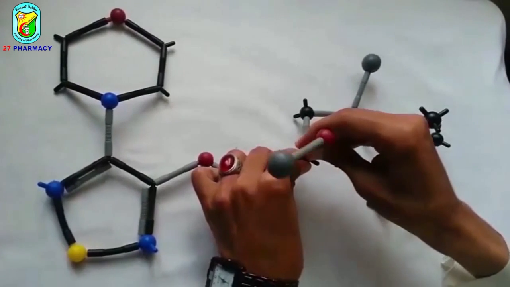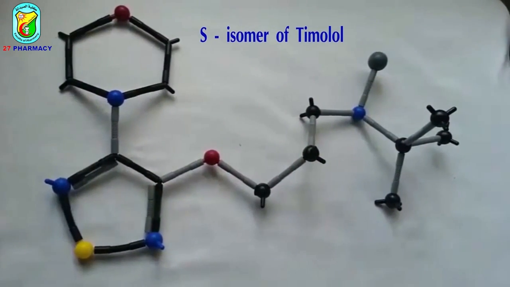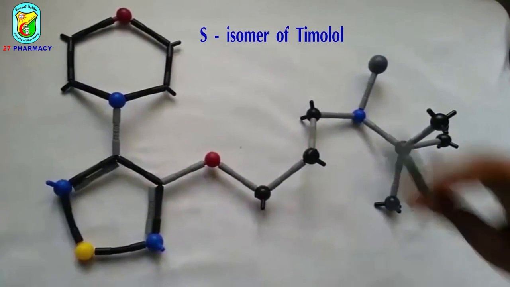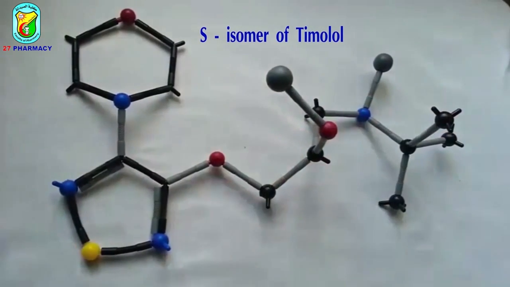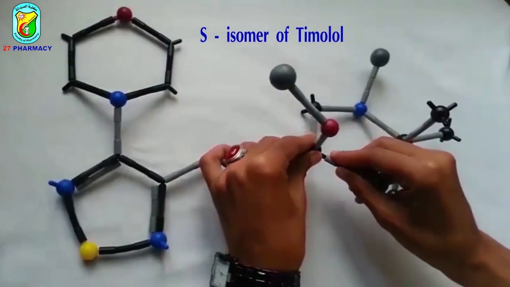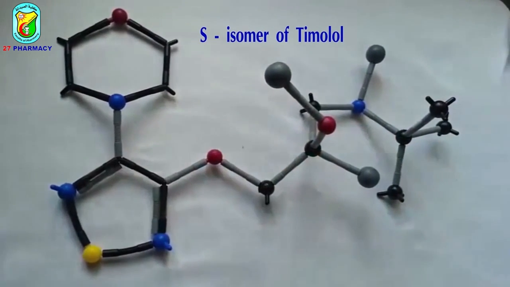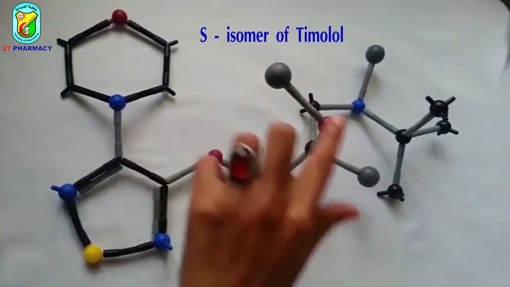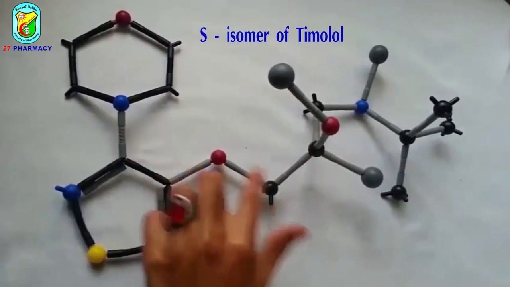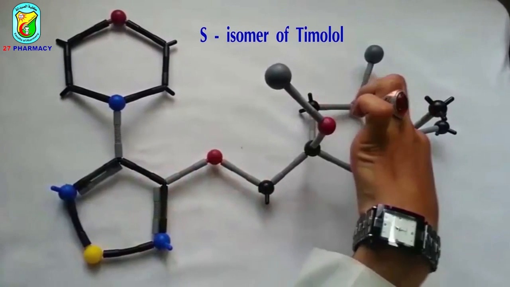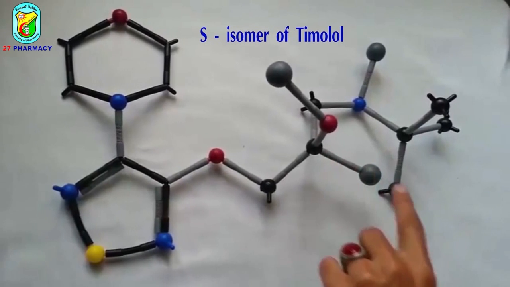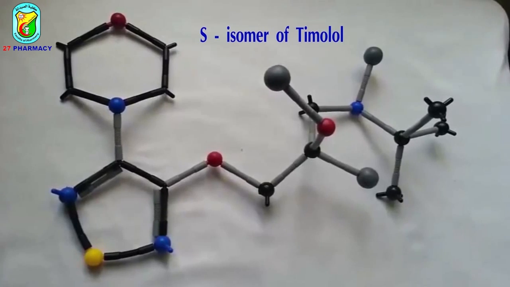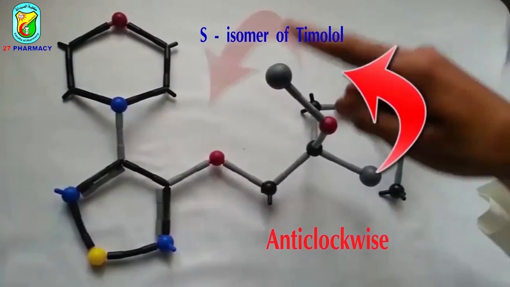The first isomer is called the S isomer. This isomer has the hydroxyl group of the chiral carbon in the front and the hydrogen atom in the back, and we call it S because the hydroxyl group has the highest atomic number, and then the carbon with oxygen, then the carbon with nitrogen, and finally the hydrogen atom, which has the lowest atomic number. So it's S, because the rotation is anti-clockwise.